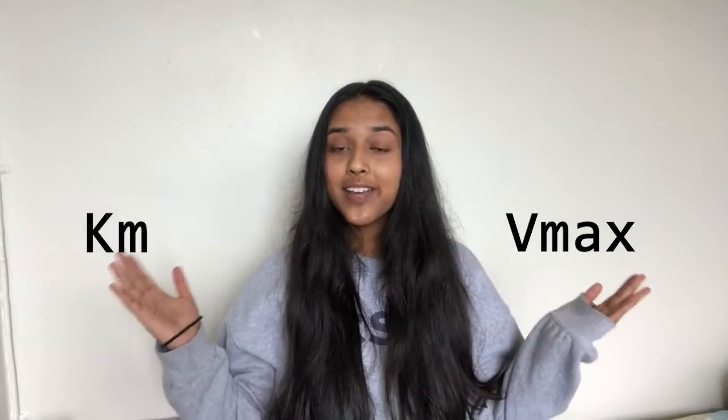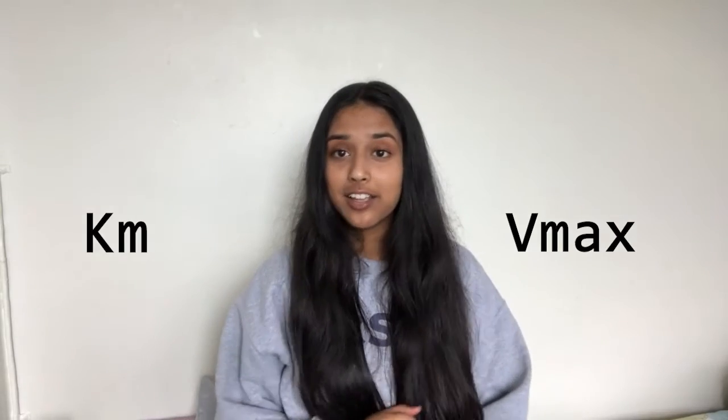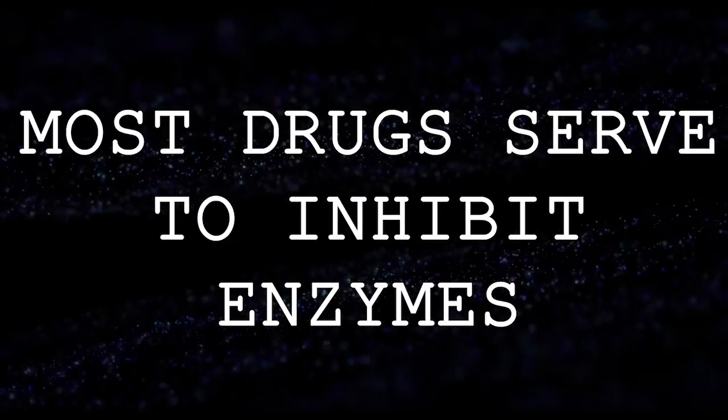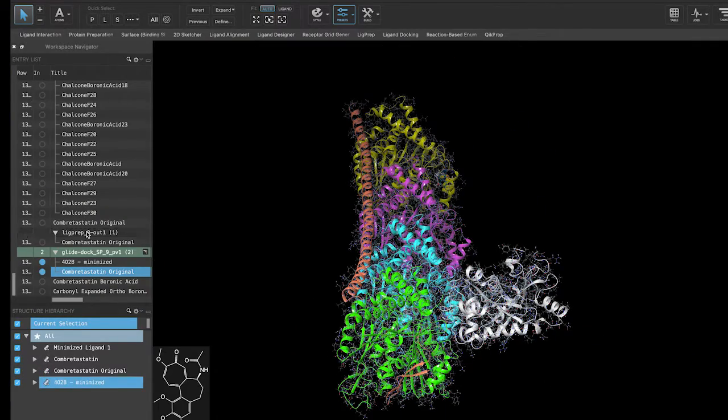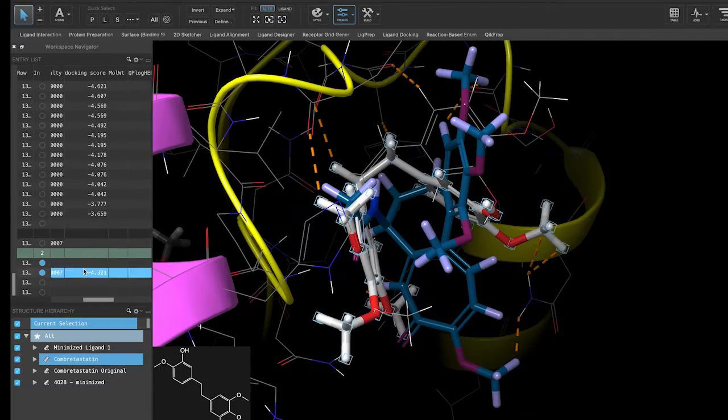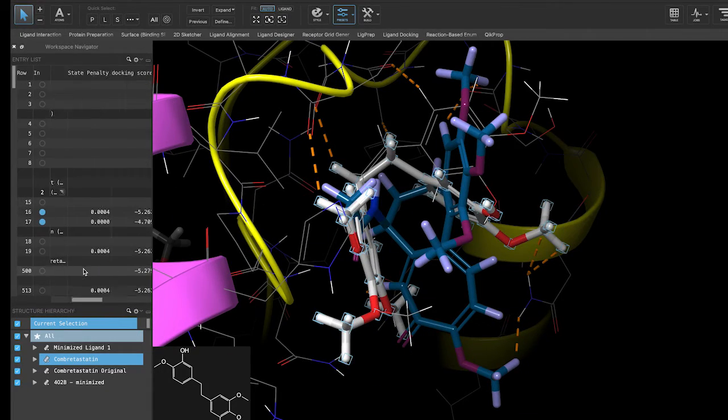The Vmax and Km values that provide insight into the kinetics of an enzyme aid in the design of drugs. Most drugs serve to inhibit enzymes. The design of potent inhibitors is crucial for drug design, so enzyme kinetics plays a large role in this process.